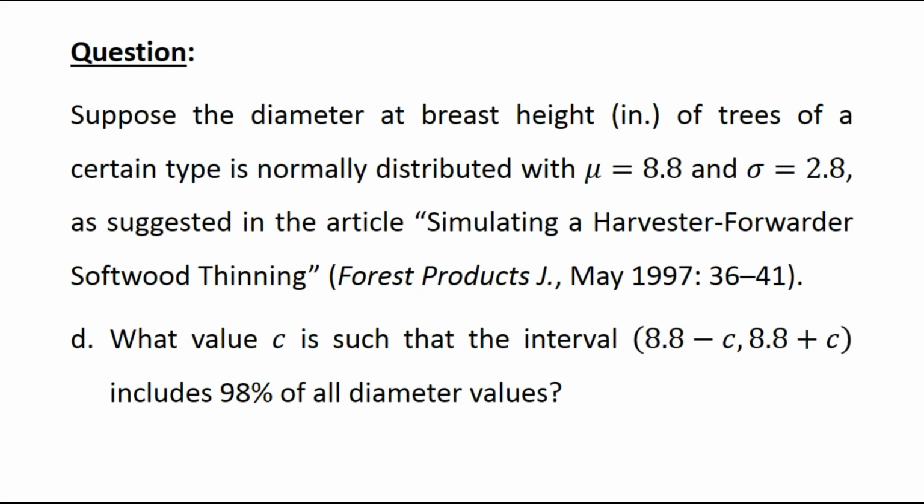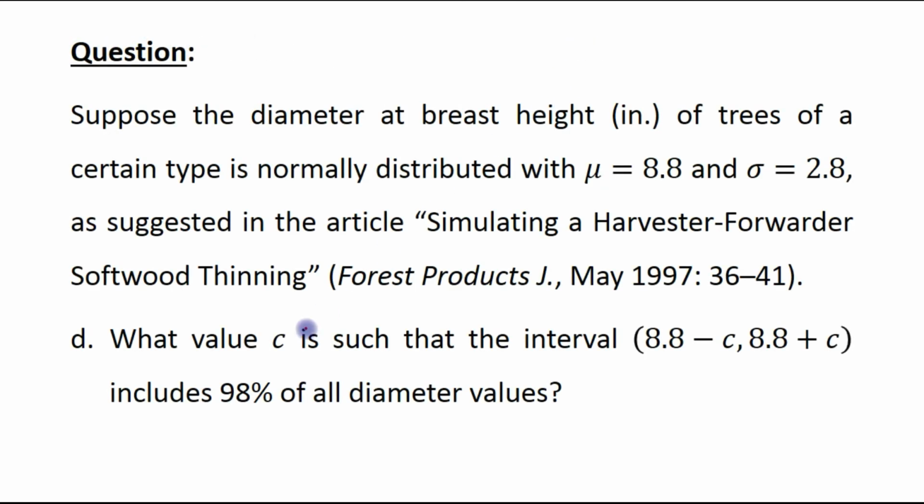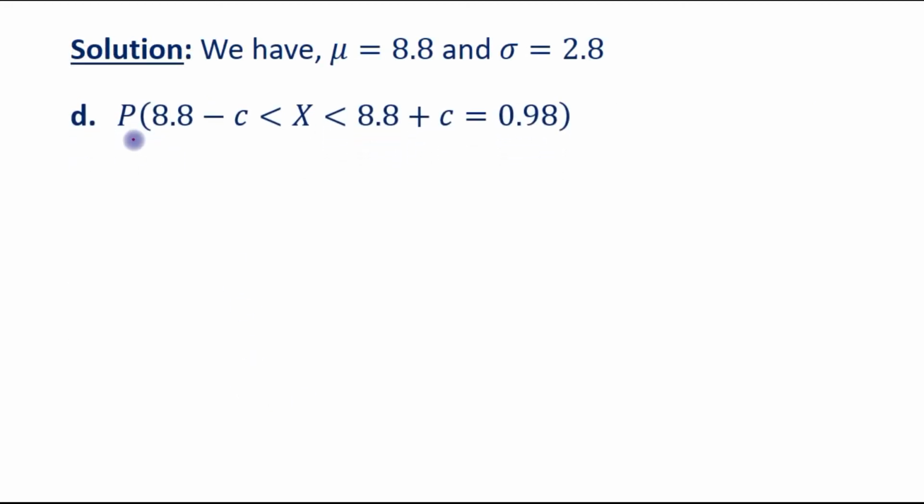Next question. The relevant information in this question is that it is normally distributed. Mean is given as 8.8 and standard deviation is 2.8. So we can write this relevant information in this form. Question is, what value c is such that the interval, given in this form, includes 98%, that is 0.98, of all diameter values. So the area has been given as 0.98 and we can write probability that 8.8 minus c less than X less than 8.8 plus c equals 0.98.